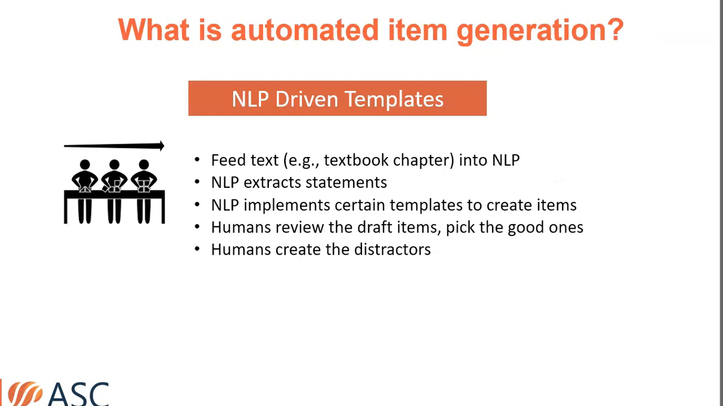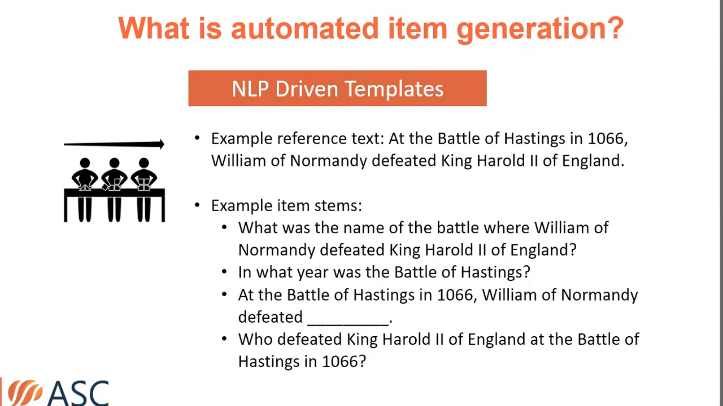There are two types of automated item generation. One is NLP-driven templates. NLP here refers to natural language processing algorithms. So the way that these work is that you feed text, like a textbook chapter, into the NLP algorithms. It's going to extract some statements that it thinks are good candidates. It's going to turn those statements into items by using very specific templates. And then humans are going to review the draft items, pick the good ones, and then they're often going to create the distractors.